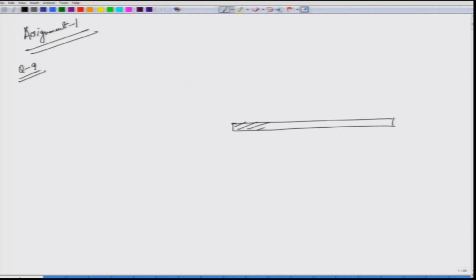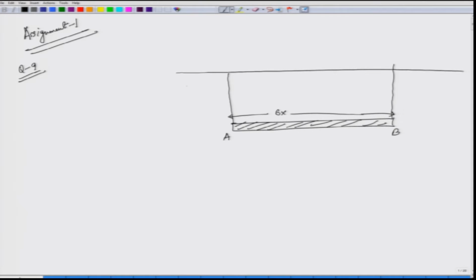It is a uniform rod AB with a length of 6x meter, let us say that, is held horizontally by two strong vertical strings at its two ends. Let us say its end A and its end B, and it is held by strong strings. Let us say these are two strong strings from the support.